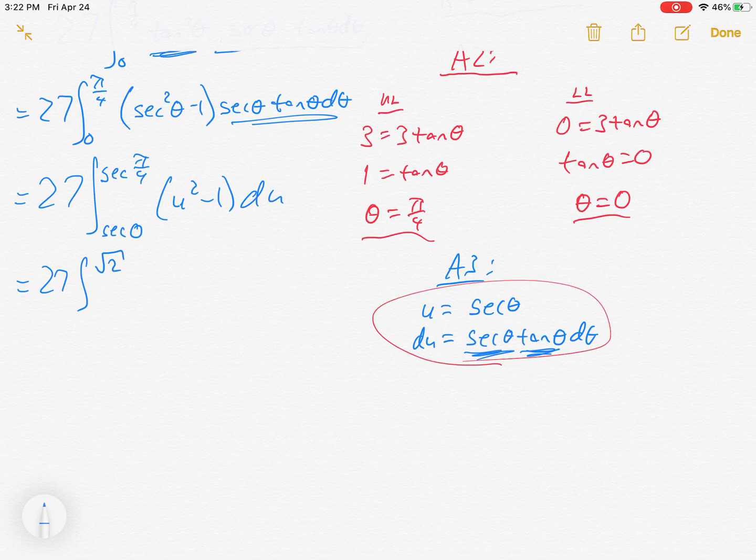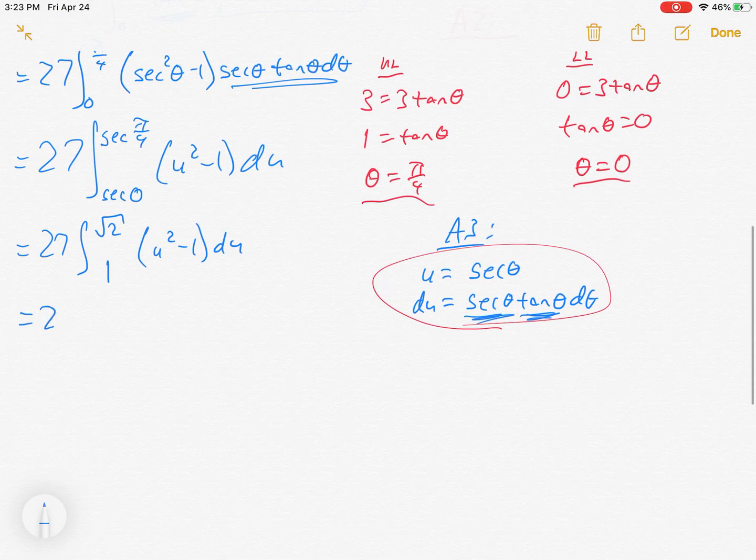Okay, what's secant of pi over 4? Well, it's the reciprocal of cosine pi over 4, which we know to be square root of 2 over 2. Reciprocal of that is square root of 2. You can check me if you like. Secant of 0 is the reciprocal of cosine of 0, which we know to be 1. Reciprocal of 1 is 1. Feel free to check me on that as well. And I guess I'll just leave this and we'll integrate next step.